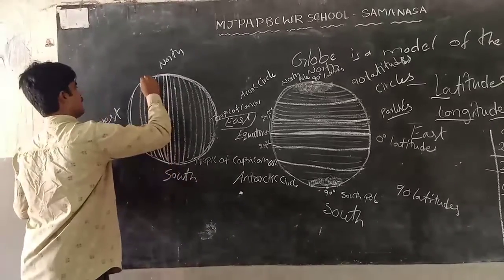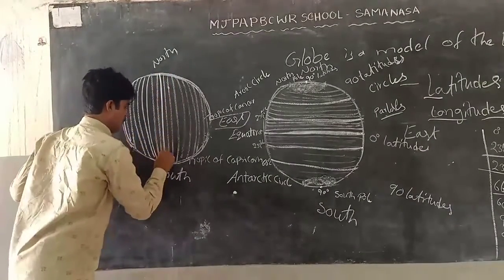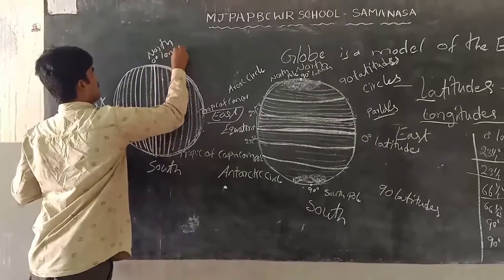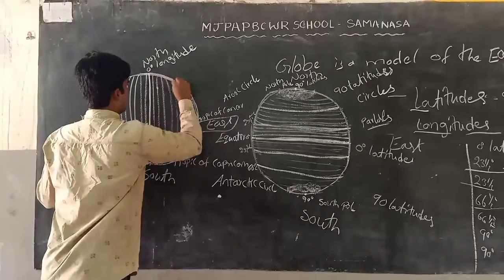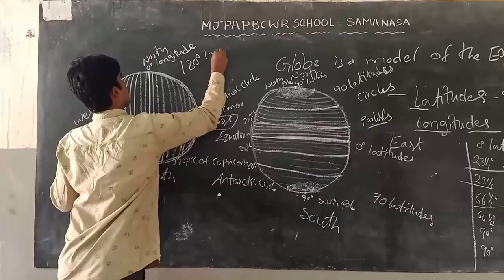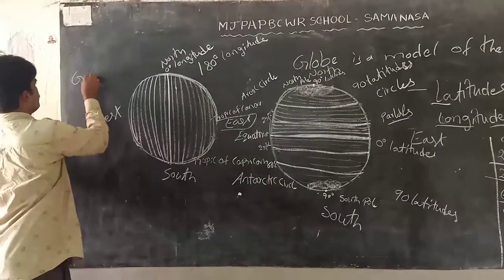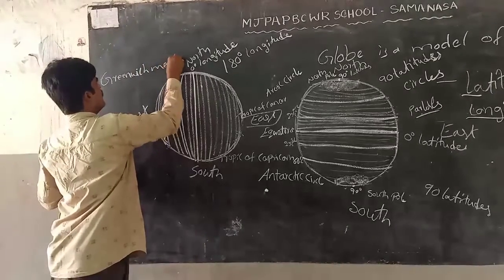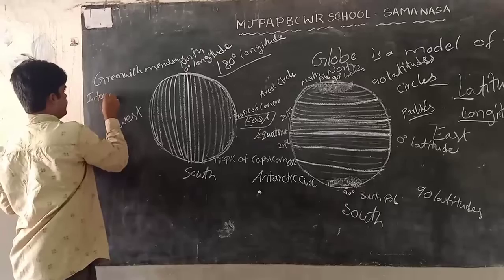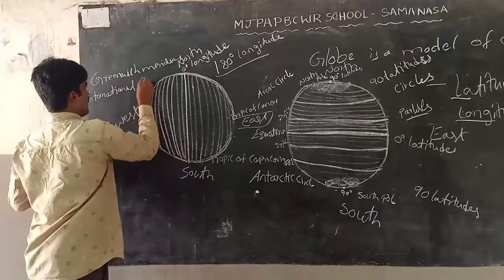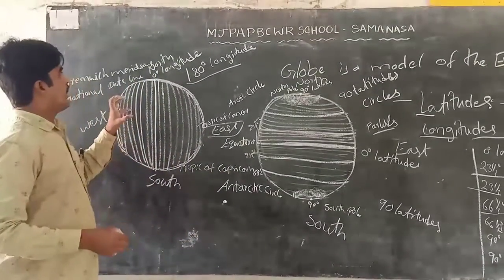Among these, there are two prominent ones. One is the 0° longitude, and the second is the 180° longitude. The 0° longitude is called the Greenwich meridian, and the 180° longitude is called the International Date Line.